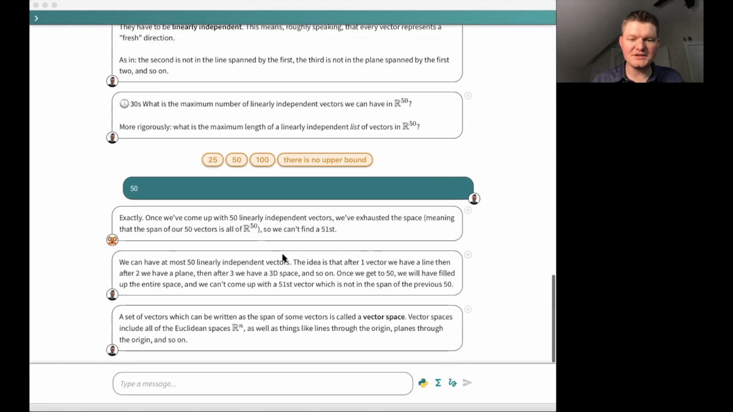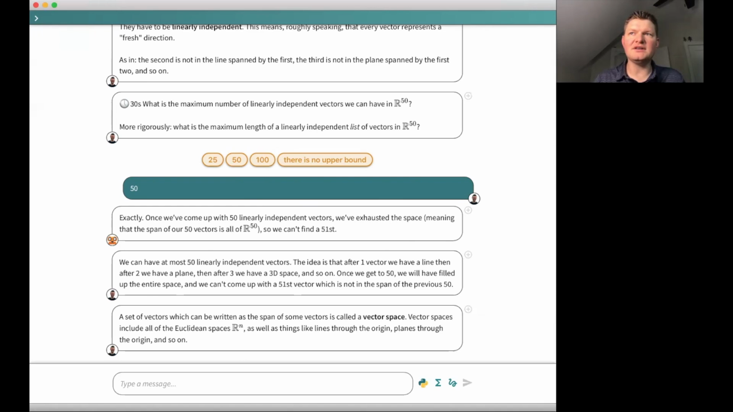Okay, so we've used this term a little bit, just to emphasize it, kind of revisit it. A set of vectors that can be written as a span of some set of vectors is called a vector space. This includes all of the Euclidean spaces like the number line, the plane, three-dimensional space, and so on, as well as linear subspaces within them, things like lines through the origin, planes through the origin, that kind of stuff.